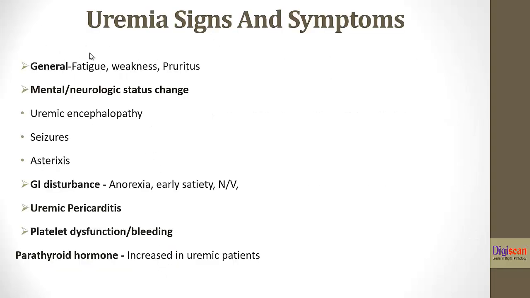Now, the signs and symptoms of uremia: there is a generalized feeling of fatigue, weakness, and there is pruritus. The mental and neurological status of the patient may change. There can be uremic encephalopathy, seizures, or asterixis. There are GI disturbances. Anorexia or early satiety may be seen. Uremic pericarditis. There is platelet dysfunction or bleeding. And parathyroid hormone levels are increased.